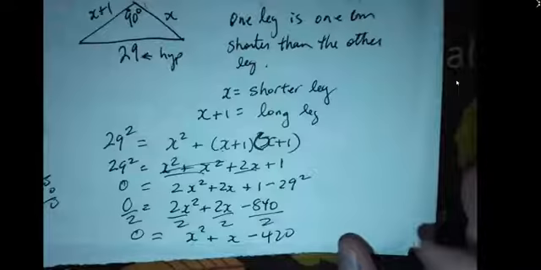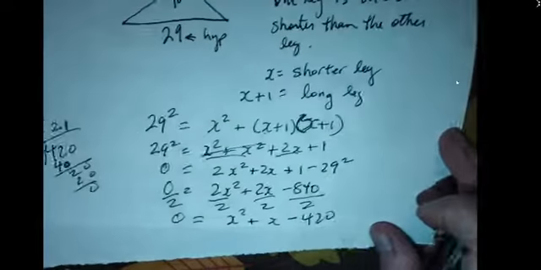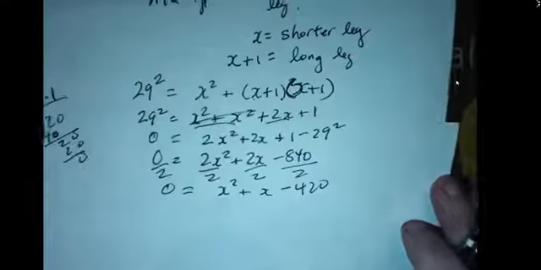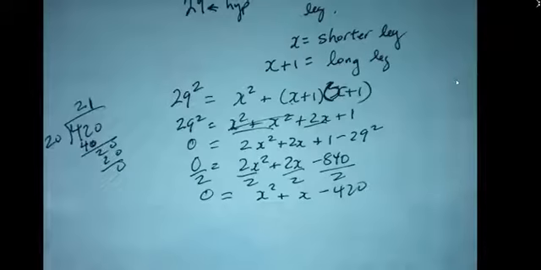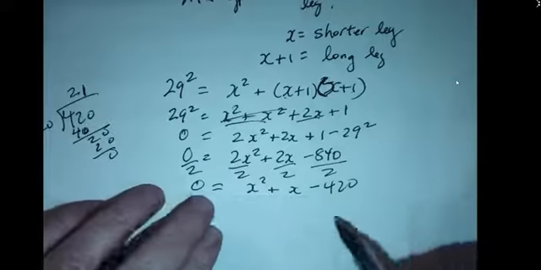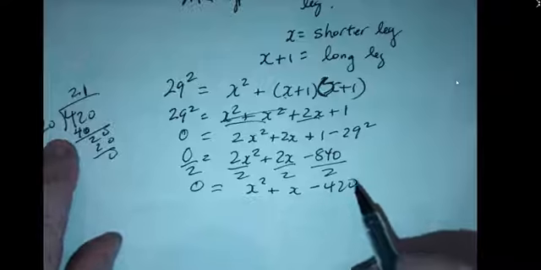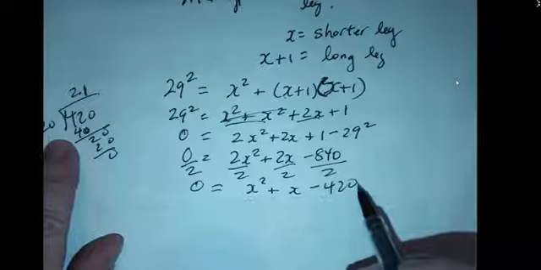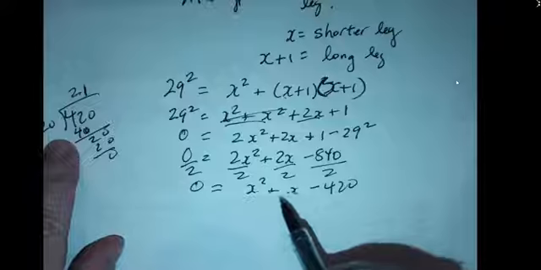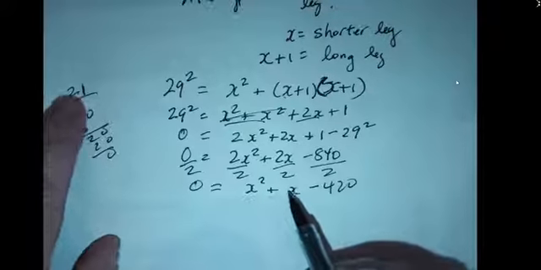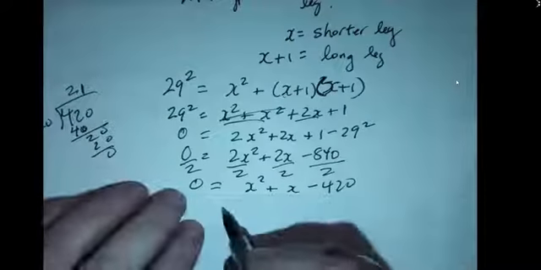So if I'm going to factor this now, and again, you can use the quadratic formula, but if I'm going to factor this, I need to find two numbers that multiply together to give me negative 420, but they add up to give me positive 1. So I'm going to need positive 21 and negative 20.